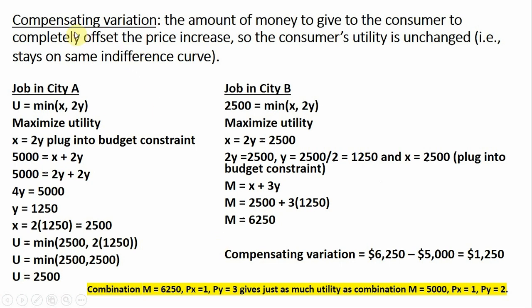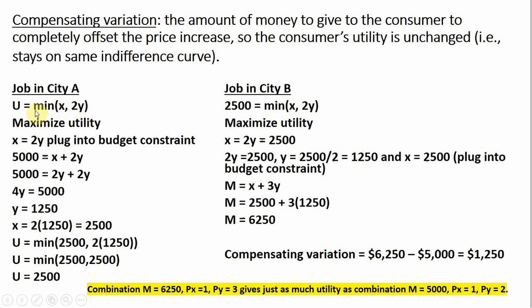Let's start by solving the compensating variation. We can define the compensating variation as the amount of money to give to the consumer to completely offset the price increase, so the consumer's utility is unchanged. That is, the consumer stays on the same indifference curve. So let's start over here on the left in city A.